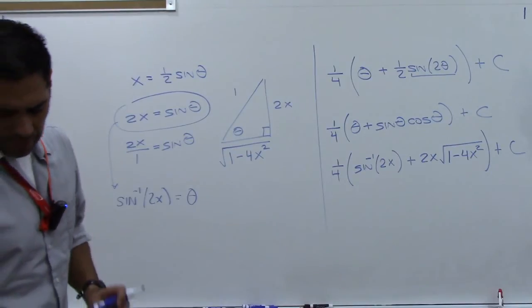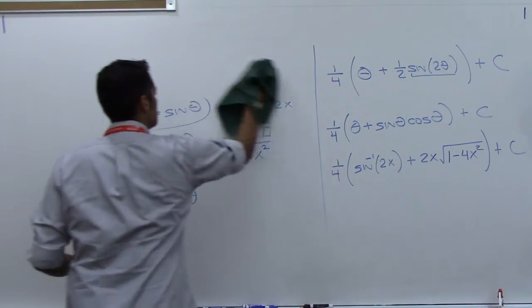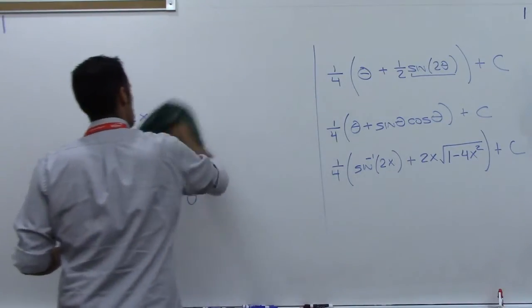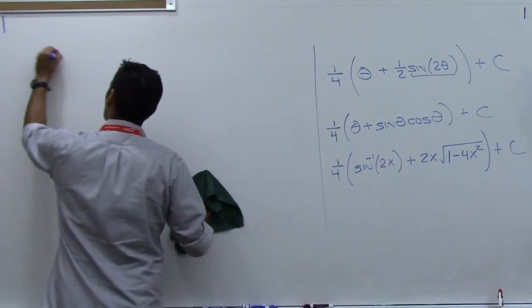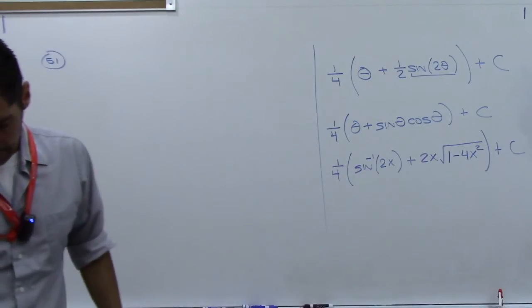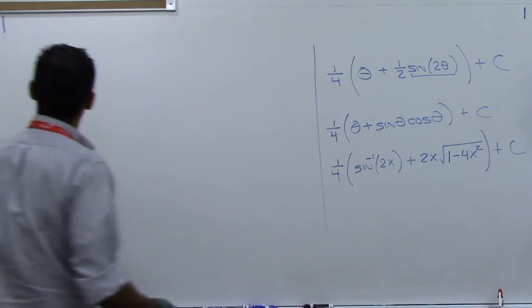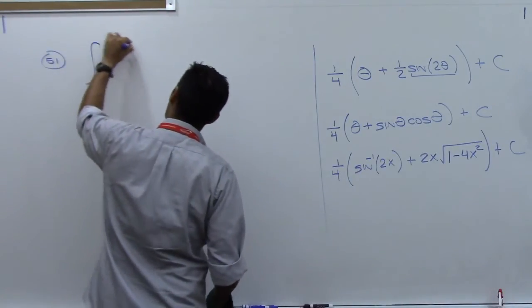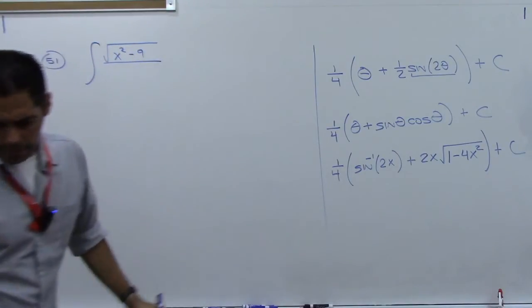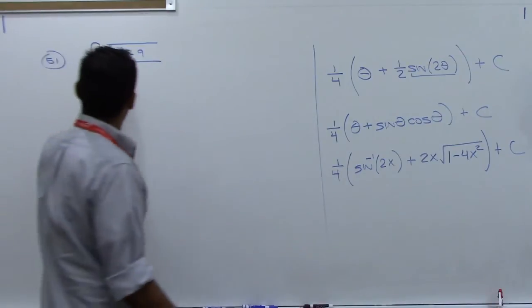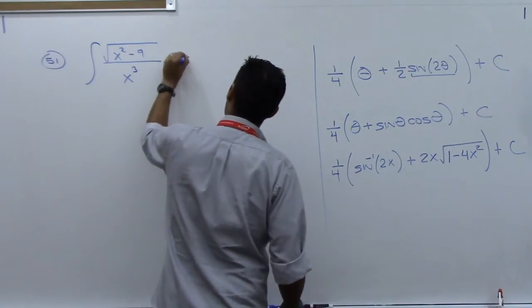That was 49, so let me do 51. Integral square root x squared minus 9 over x cubed dx.